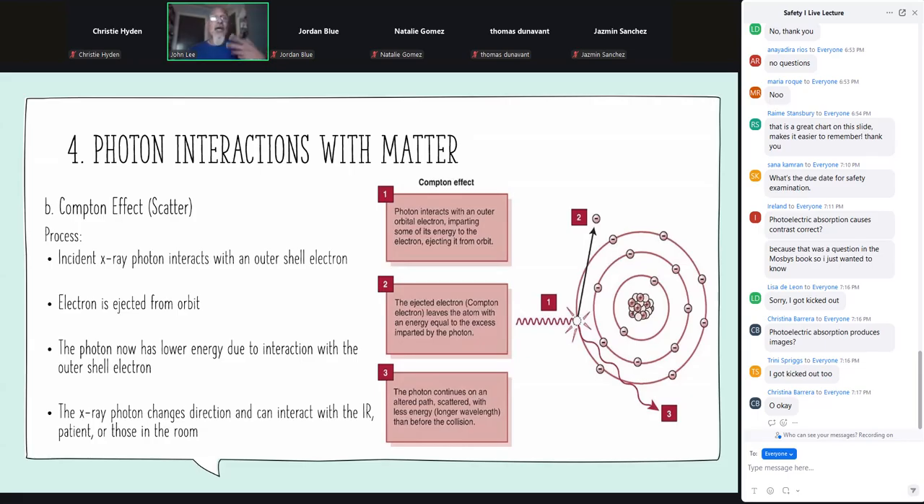Okay. Coherent or Thomson or classical scatter is a low energy, typically less than 10 keV. Those interactions contribute to image fog. They're not useful in the diagnostic realm, and they travel mostly in a forward direction. Whereas Compton, it could go in any direction.